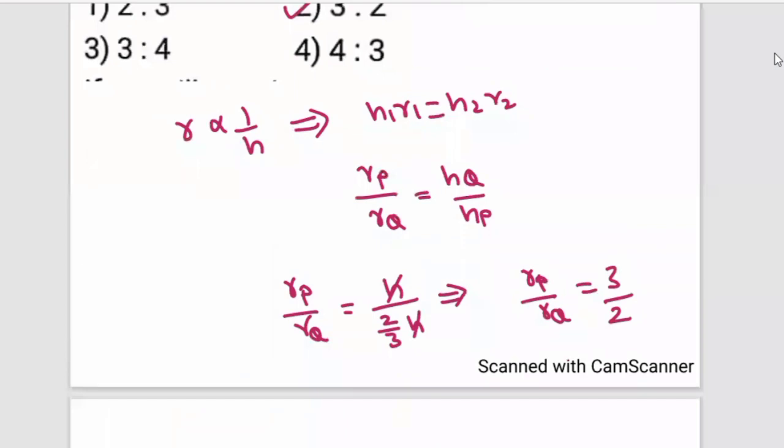So radius ratio and diameter ratio are both the same. Diameter of P by diameter of Q is equal to 3:2. The radius is the diameter divided by 2, R equals D by 2, no? So the 2 gets cancelled. Radius ratio and diameter ratio will be the same.